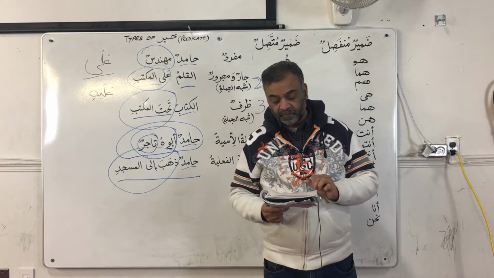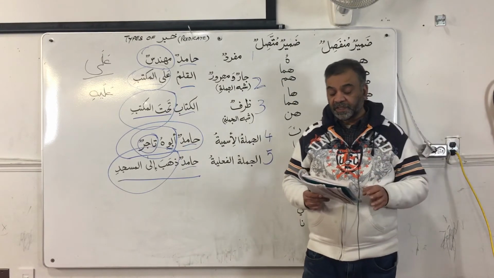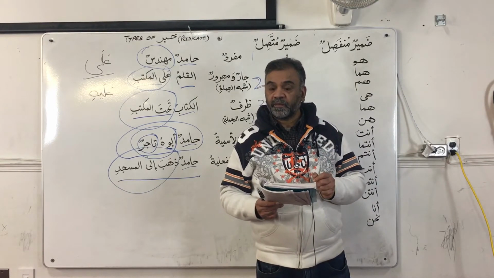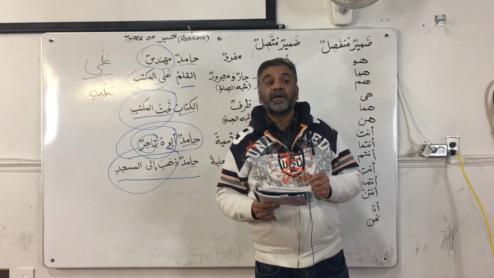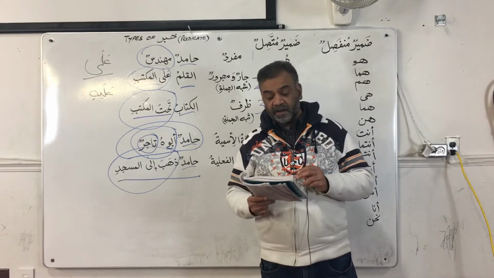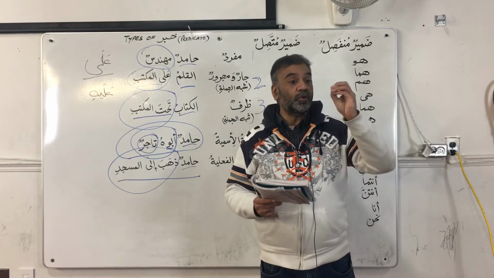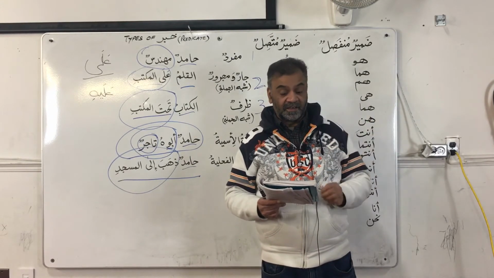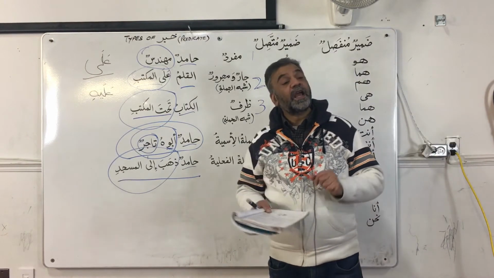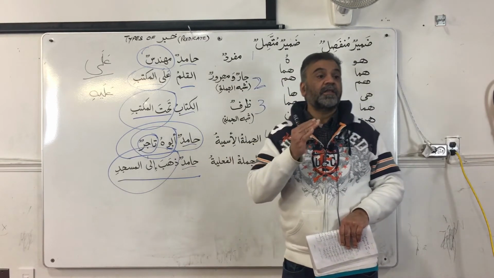Number 6, this is a beautiful sentence. Let us analyze it afterwards. Kharaja Muhammadun minal fasli. Muhammad left from the class. Wa kharaja ma'ahu zamiluhu, and with him left his colleague. So, what kind of sentence is that? Is it a nominal sentence or is it a verbal sentence? This is a verbal sentence.